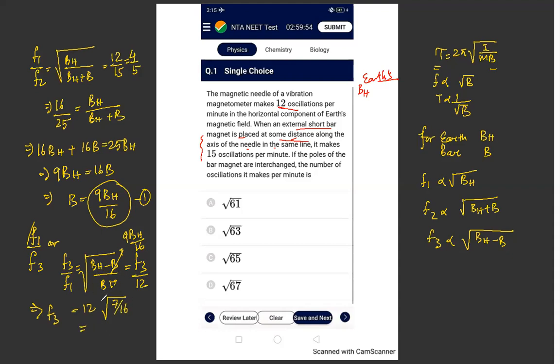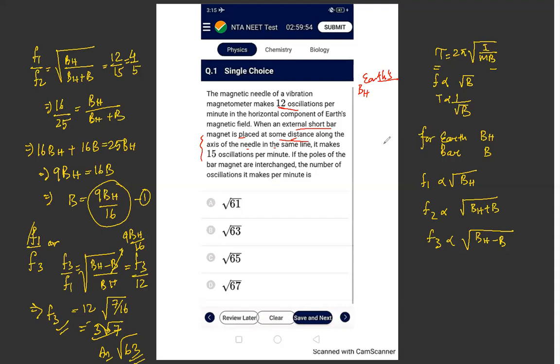You know that square root of 16 is 4. So I'm just taking it outside. It will become 3 square root of 7. We want to find F3, but there is no option indicating 3 root 7. So let's take this 3 inside the square root. It will become 9 into 7, that is 63. So the answer is option B, that is square root of 63. Clear?